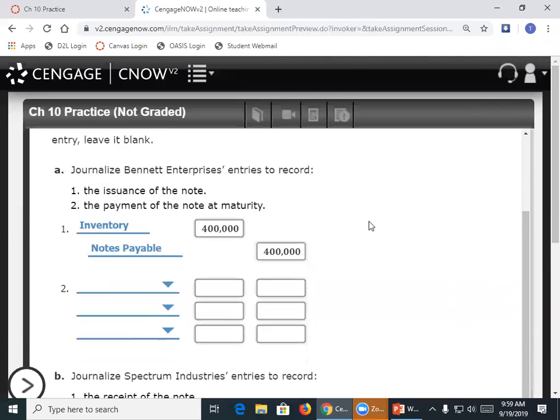This one doesn't have us calculating the maturity date, but it would be the same again as you did in notes receivable. So you would look at your months. They didn't even tell us the day we issued it, but we would do 90 days to get the maturity date.